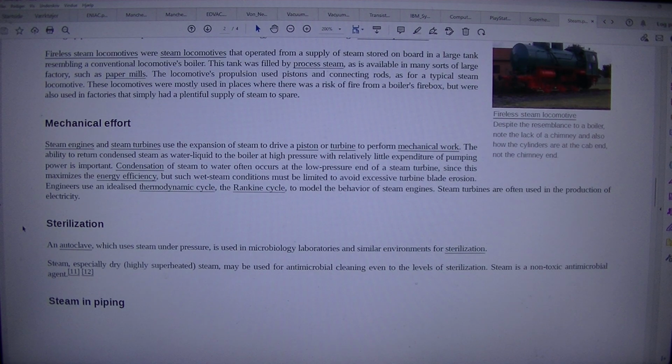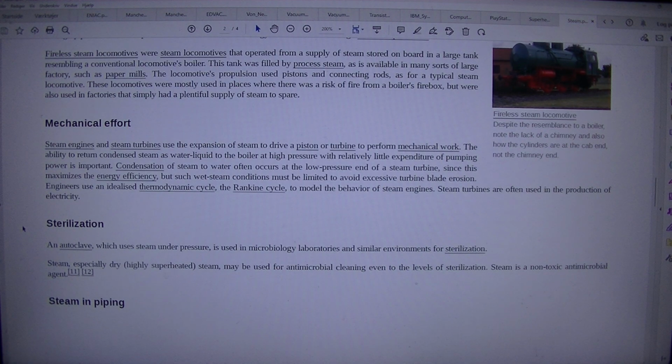Sterilization. An autoclave, which uses steam under pressure, is used in microbiology laboratories and similar environments for sterilization. Steam, especially dry, highly superheated steam, may be used for antimicrobial cleaning even to the levels of sterilization. Steam is a non-toxic antimicrobial agent.